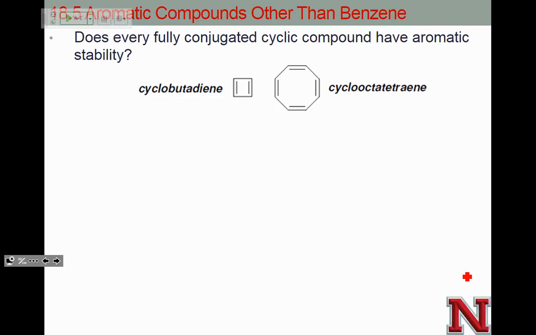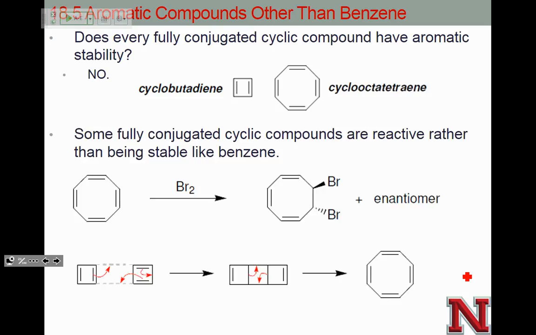Now, these are 2 other examples of fully conjugated systems, and the question is, every time you have a fully conjugated cyclic system, is it aromatic? And the answer is no. It's actually not. These 2 compounds are very reactive. If we react them with Br2, they're going to react easily. In fact, this cyclobutadiene is so reactive that with a little bit of light present, it's going to react with itself to form a dimer. Because we have a lot of ring strain here, and the double bonds are not super stable.